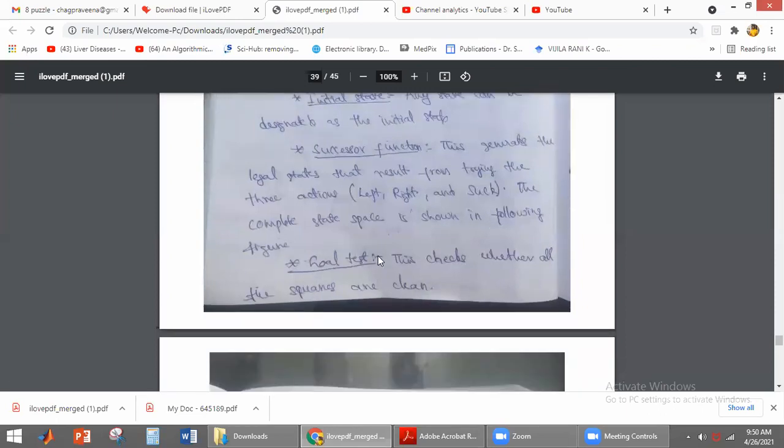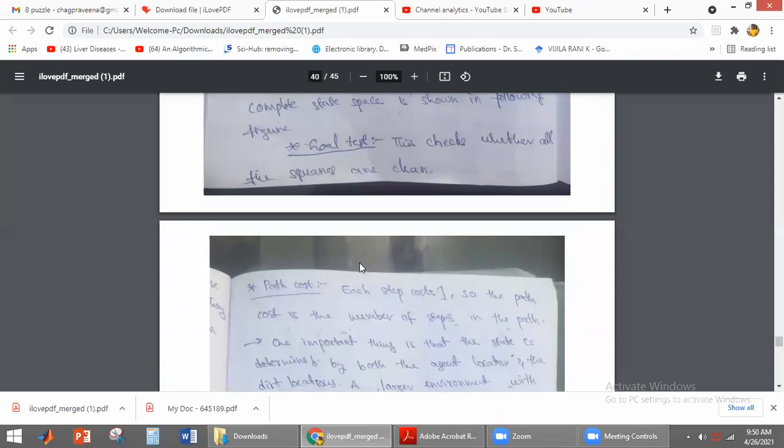Then here the goal test. What is the goal test? The agent checks whether all squares are clean. If all squares are clean, then it is reaching the goal state. So this particular check is called the goal test.